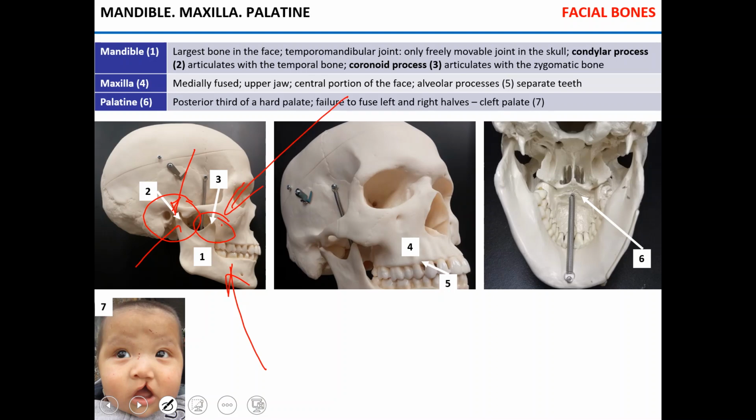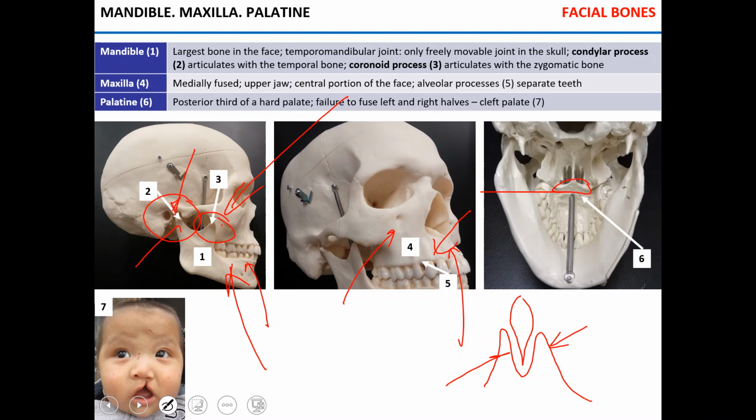The upper jaw is maxilla. It is fused in the middle, fused in the center, right about here. So originally it's two bones. And your teeth are separated by the alveolar processes, both in the maxilla and in the mandible. They're not shown here, but basically, if that's the tooth, that's alveolar processes.